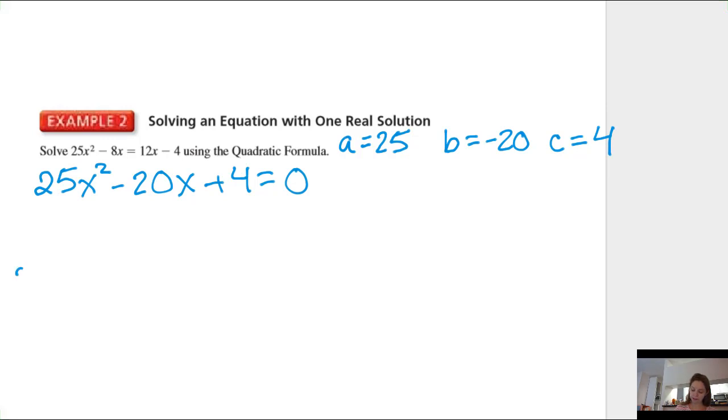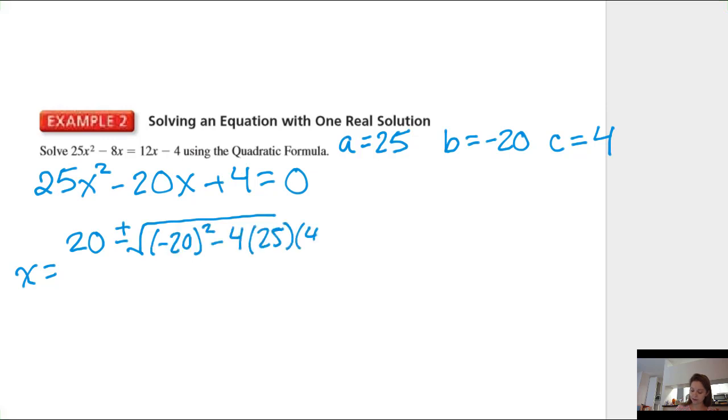x equals negative b, so now we get positive 20, since b is negative 20. Negative b plus or minus square root b squared minus 4ac all over 2a.